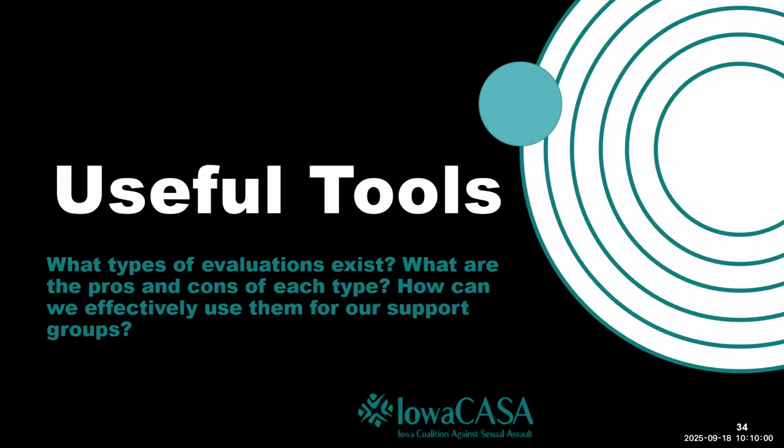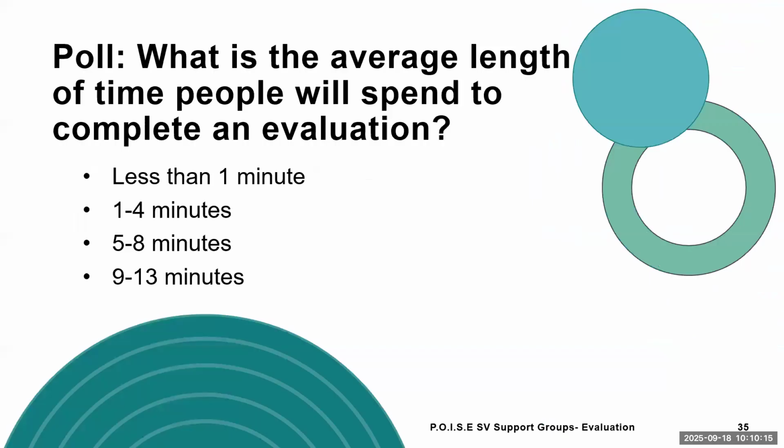Okay. So now we're going to finish today by talking about what tools we can actually use to do sexual violence support groups. As a part of that, I want to ask you all to do this poll. The poll question is, what is the average length of time people will spend to complete an evaluation? Is it less than a minute, 1 to 4 minutes, 5 to 8 minutes, or 9 to 13 minutes?